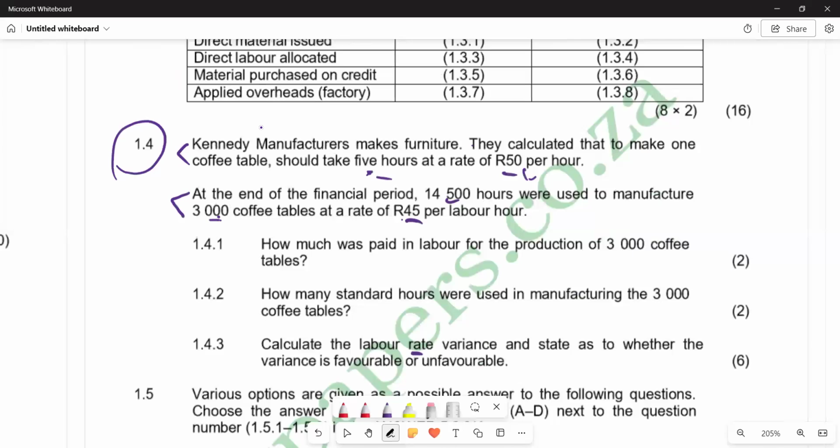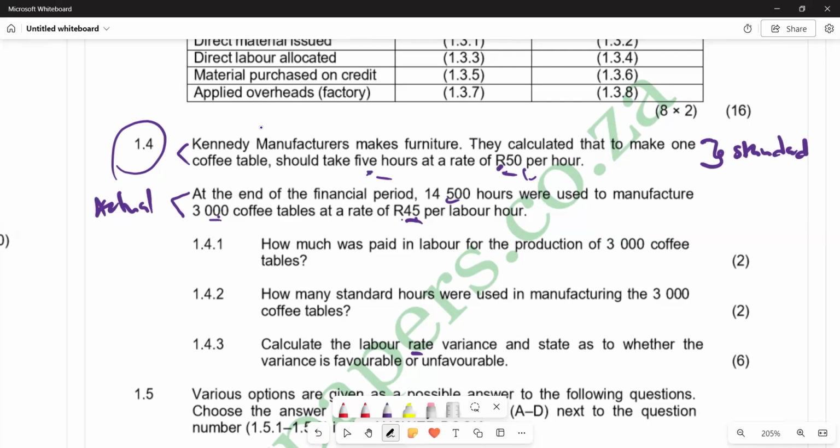Standard rate. Let's look here. That's where we have the standard information, and we're given a rate per labor hour, which is our standard rate. Then we go to the actual information, where we get the rate per hour, and this becomes our actual rate. Remember, that's where we have our actual, and here, that's where we have our standard.